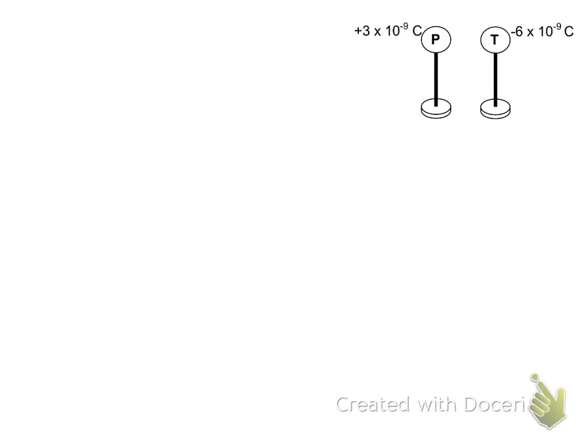Okay, let's try some common problems. We'll do two simple ones. Firstly, looking at the calculation to determine what the force is between these 2 point charges, P and T. You can see P has a positive charge and T has a negative charge. Both of them are times 10 to the minus 9, which is a nano coulomb. And let's imagine that the distance between those two charges is 30 centimeters.